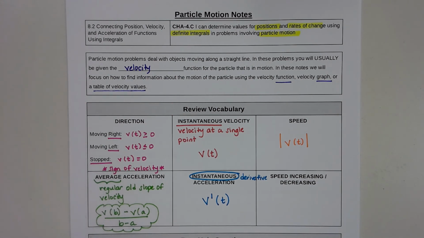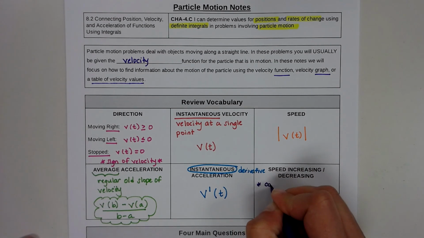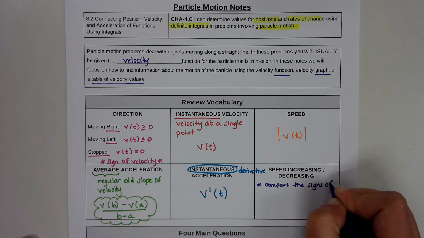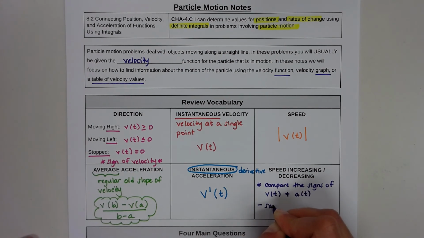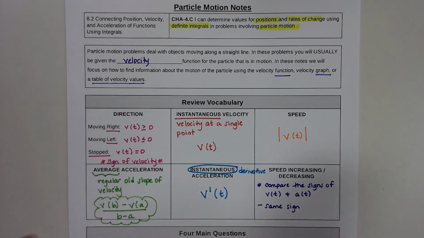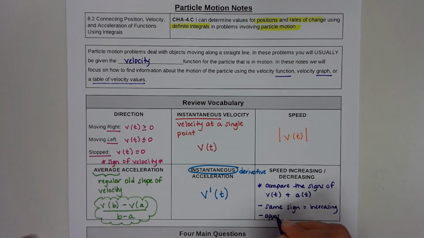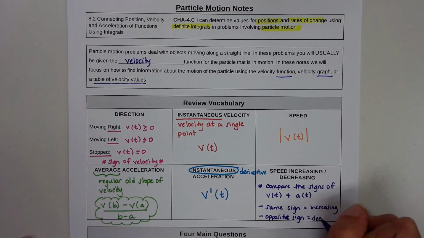Finally, one of the things we talked about earlier this year was the idea of speed increasing or decreasing. We said this is sometimes called speeding up or slowing down. In order to figure this out, we said you need to compare the signs of velocity and acceleration. If they have the same sign, in other words, if both are positive or both are negative, we are going to be increasing our speed. And if they have opposite signs, in other words, one is positive and one is negative, then we're going to say our speed is decreasing.